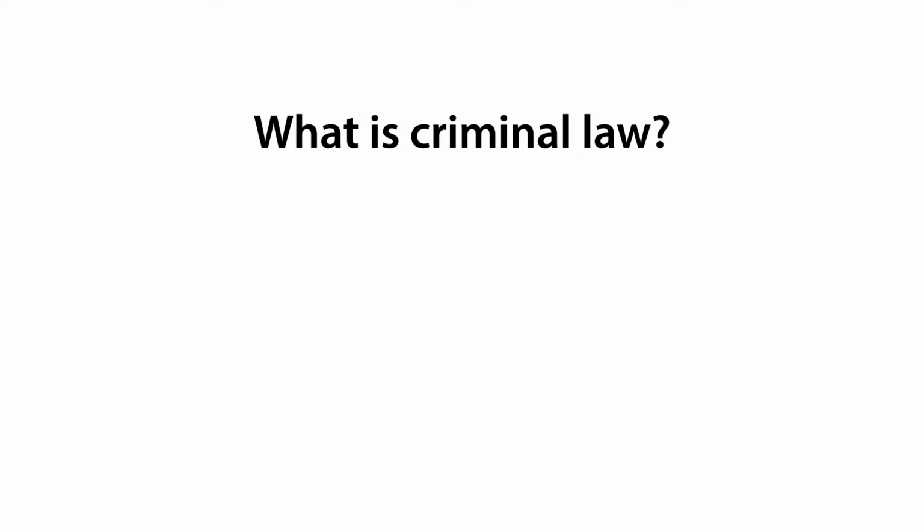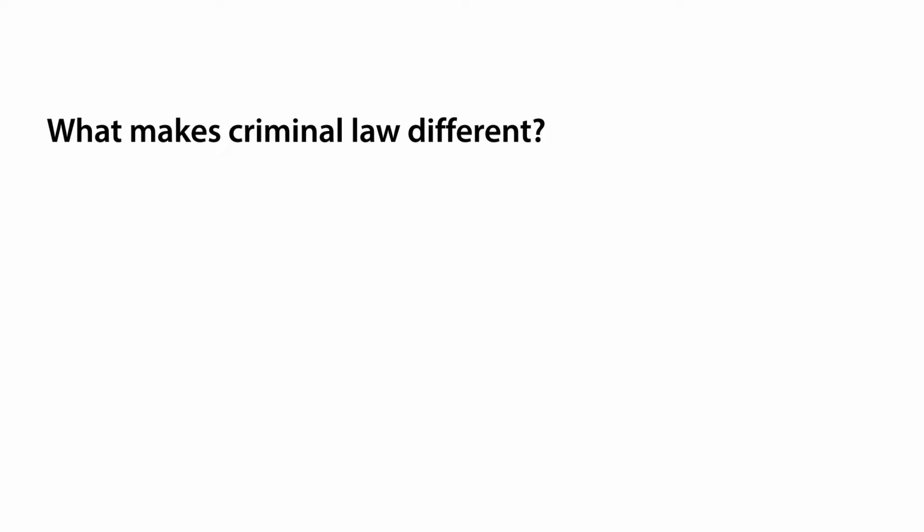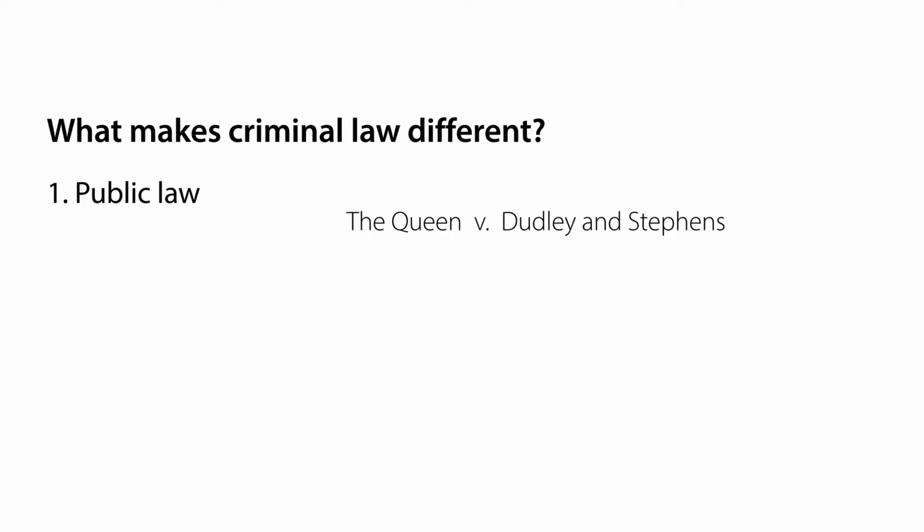But let's be more precise. What makes criminal law different from other areas of law? Well, let's consider a few differences. One, criminal law is what we call public law. If you read any case in criminal law, it's going to involve a name like this: The Queen against Dudley and Stevens, the United States versus Smith, People versus Jones. Why is that? It's because criminal law violations are considered offenses against the state, and a public actor, a public prosecutor, is bringing charges to vindicate the public interest.